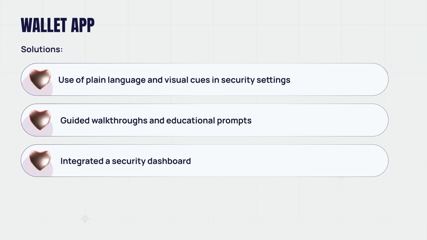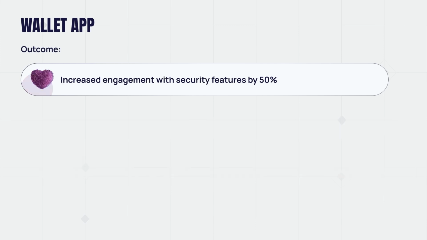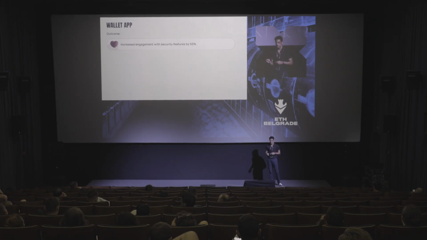And also, we integrated a security dashboard with clear indicators of what their security status is, and if something's going wrong or something they need to do about it, and some steps to do it right then and there in their security dashboard. And the outcome was that it increased engagement with those specific security features by 50%, and also they started getting less and less of those help support queries. So yeah, it worked out really well.